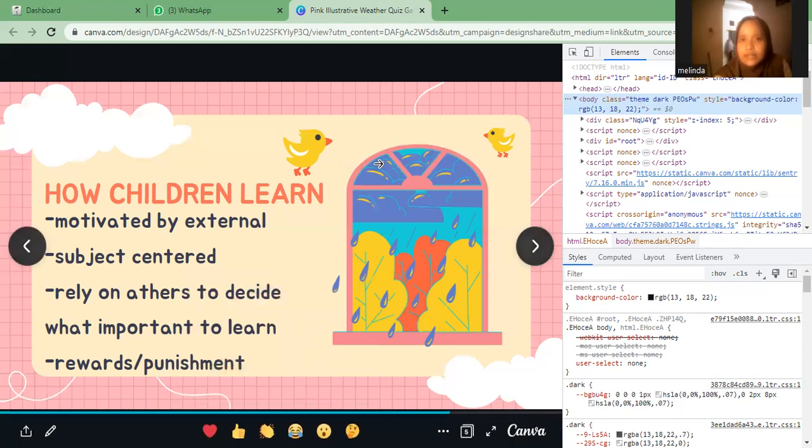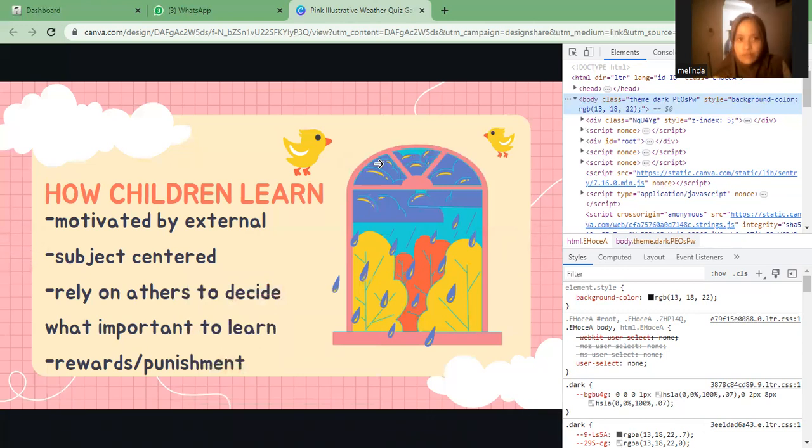They learn when the teacher promises to give a gift to the learners, which is a reward, or when the teacher says whoever cannot answer my question will get a punishment, and then they are motivated to answer the question because they don't want to get the punishment. That is how children learn.